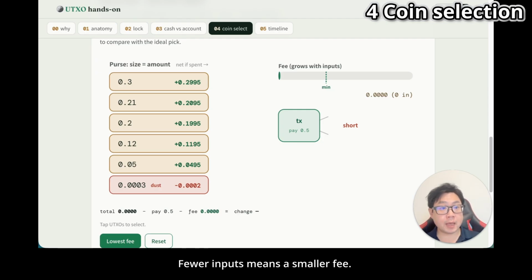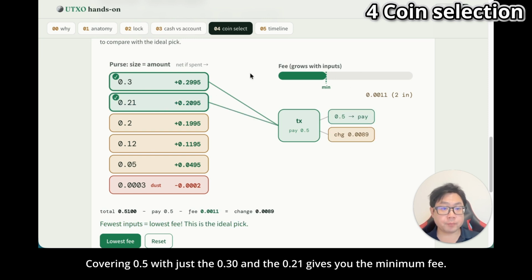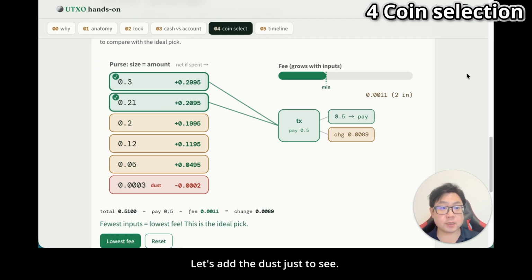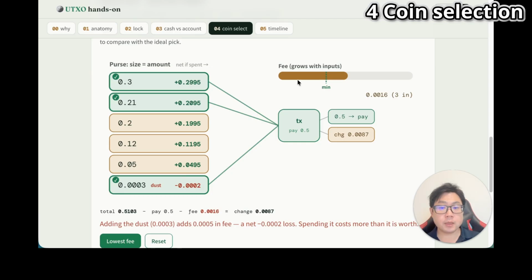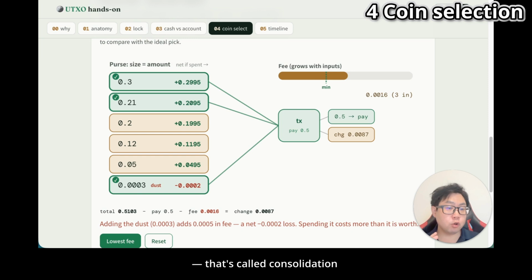Fewer inputs mean a smaller fee, so covering 0.5 with just 0.3 and the 0.21 gives you the minimum fee. Let's add the dust just to see. The gauge grows and the change actually goes down, like this. It really does cost you. But that isn't hopeless. When fees are low, you can sweep up your small coins into one. That's called consolidation, and it cuts your future waste.